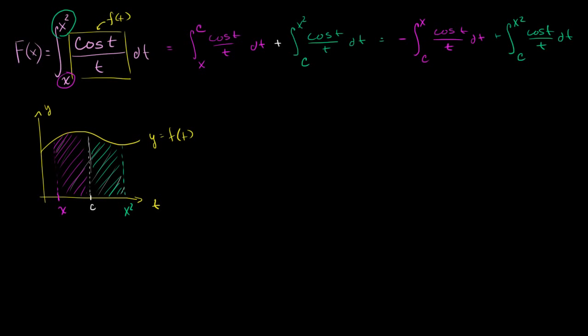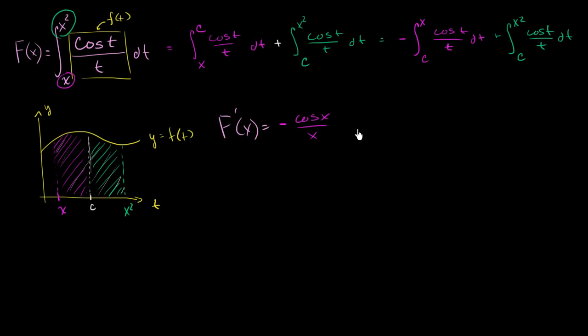So all we've done is rewrite this thing in a way that we're used to applying the fundamental theorem of calculus. So if we want to find F prime of x, applying the derivative operator over here, we're going to have a negative out front. It's going to be equal to negative cosine x over x. Once again, just the fundamental theorem of calculus.